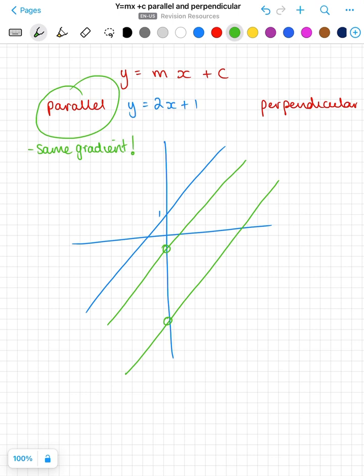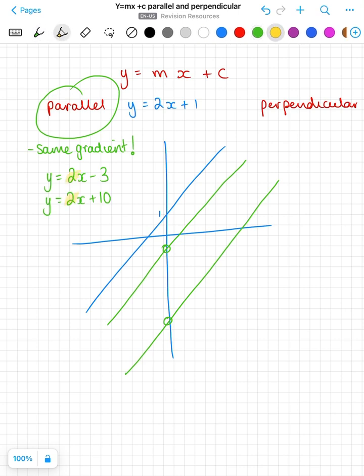So for example, if we had the line y equals 2x plus 1 and we were asked to write an equation of a line that is parallel to that, we could say y equals 2x minus 3 or y equals 2x plus 10. Point being, the gradient is the same.